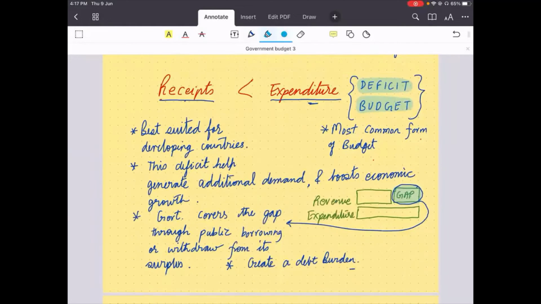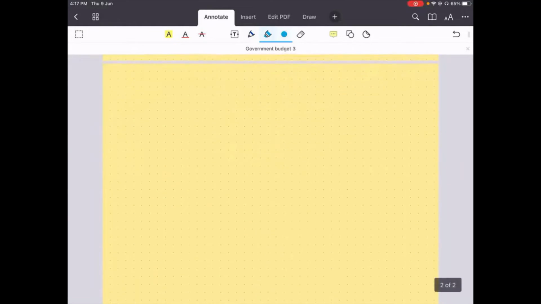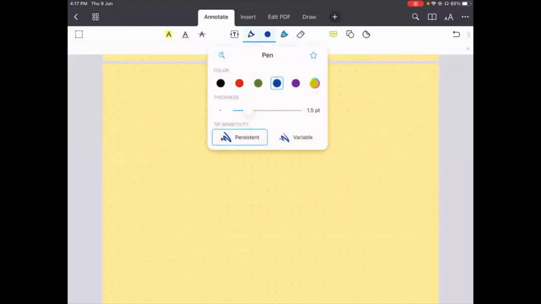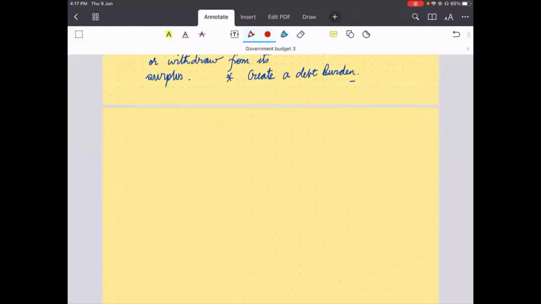Let's move on to specifically discuss the three kinds of deficits that are usually in discussion, that are usually calculated and talked about. Okay. So talking about the first form of deficit, we are going to discuss revenue deficit.